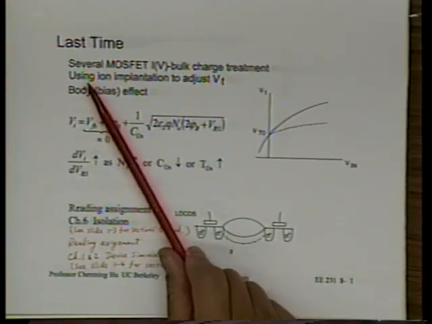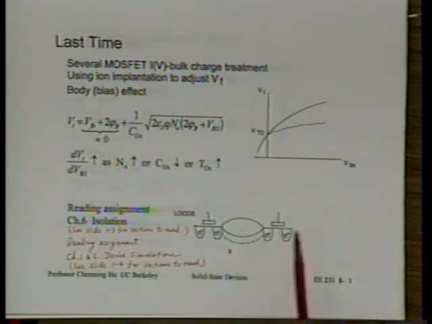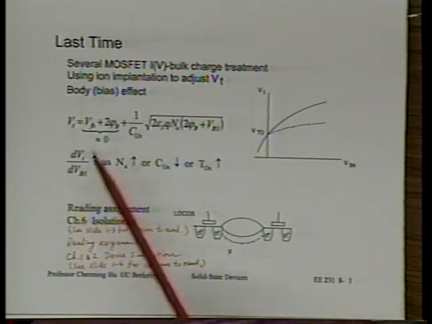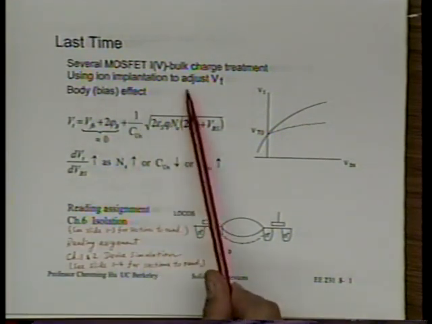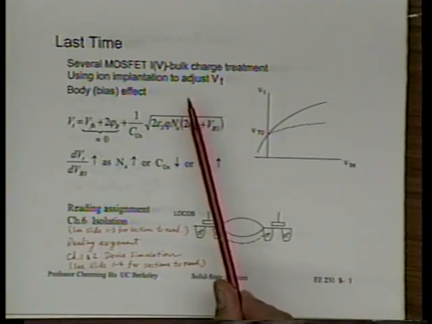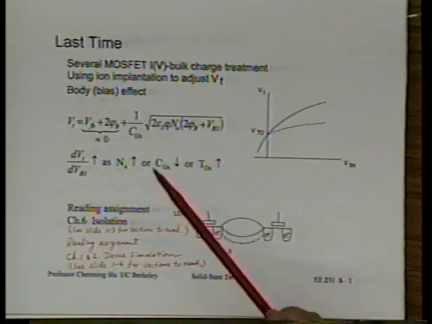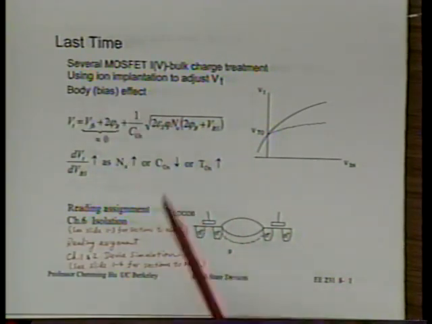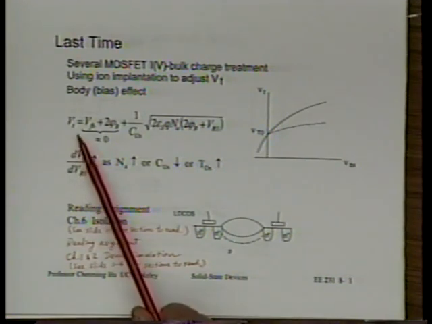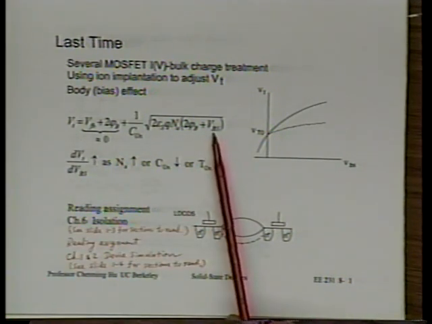Okay, good afternoon. I'd like to start by briefly reviewing what was done last time. What we did last time is to look at several MOSFET IV bulk charge treatment using ion implantation to adjust VT. I think that's really what we did, using ion implantation to adjust VT. And we talked about the body bias effect. That is, VT is a function of the body bias, VBS.